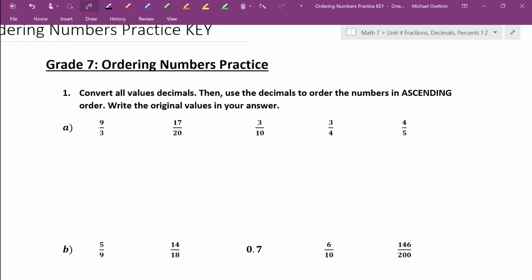Hello class, today we're taking a look at our ordering numbers practice. First question asks us to convert all the values to decimals and then use the decimals to order the numbers in ascending order. So we're going to take a look at our first fraction here, 9 over 3.